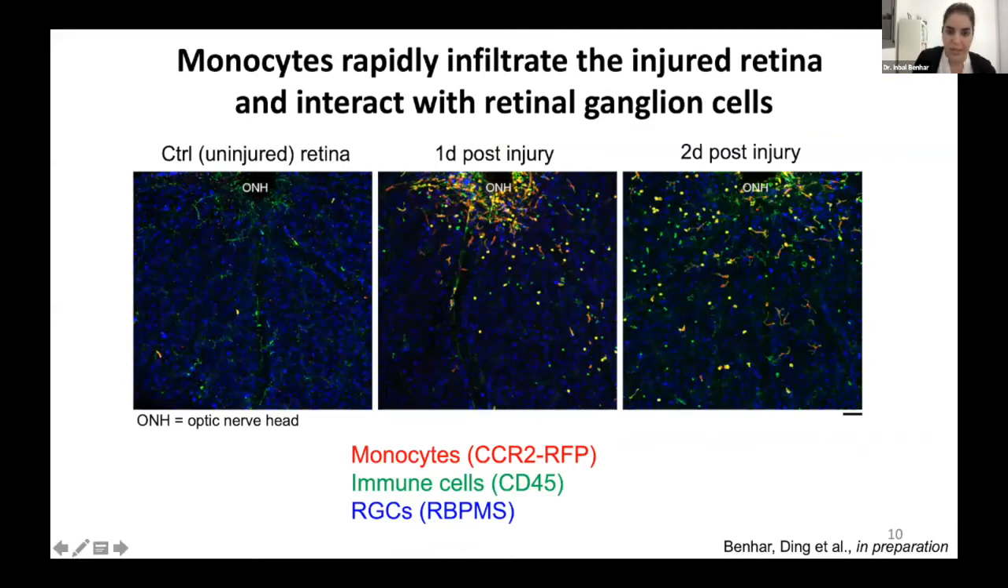So I showed you that monocytes come in pretty early, and if we look at it in the tissue with transgenic mice, you can see monocytes in red and yellow, and you can appreciate that they're virtually absent from control retina, but they rapidly infiltrate early after injury, starting with this crown around the optic nerve and gradually spreading peripherally across the ganglion cell layer. So they're really in the right place and at the right time.